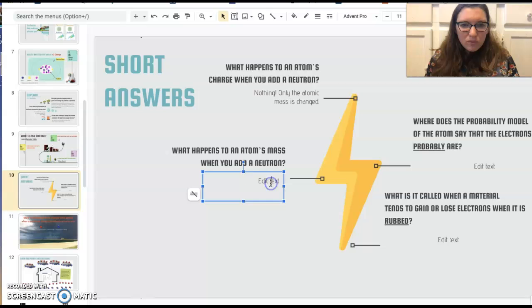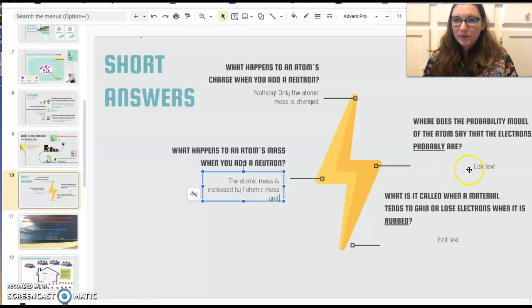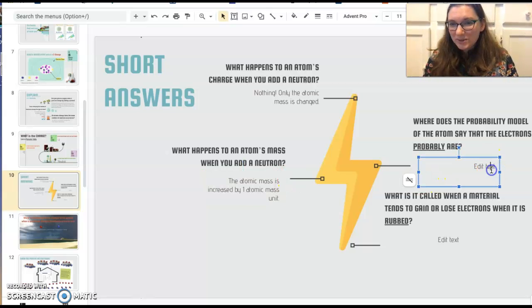Okay, so what happens to an atom's mass when you add a neutron? The atomic mass is increased by 1 atomic mass unit, which is about the size of a neutron.